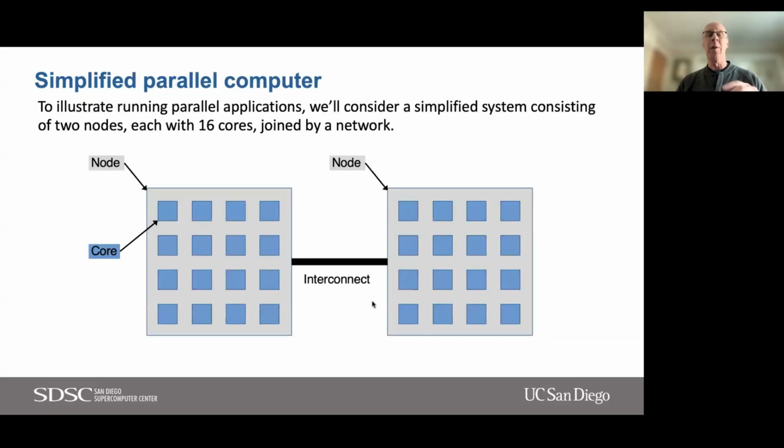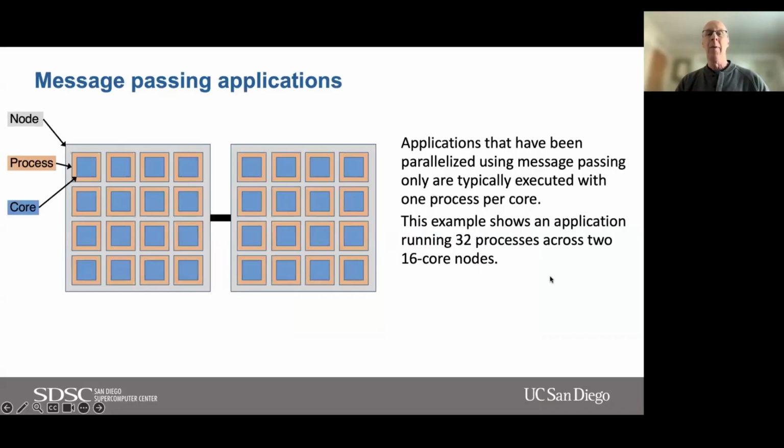So we're going to look at a very simplified parallel computer. This is just two nodes, each with 16 cores, and they are joined by a network. These blue squares are going to be cores, the big gray box is going to be a node, and that black line is the interconnect. If we're running a straight message passing application, we would typically have one process per core. This example shows running 32 processes across two 16-core nodes, so we have one process associated with each of those cores.